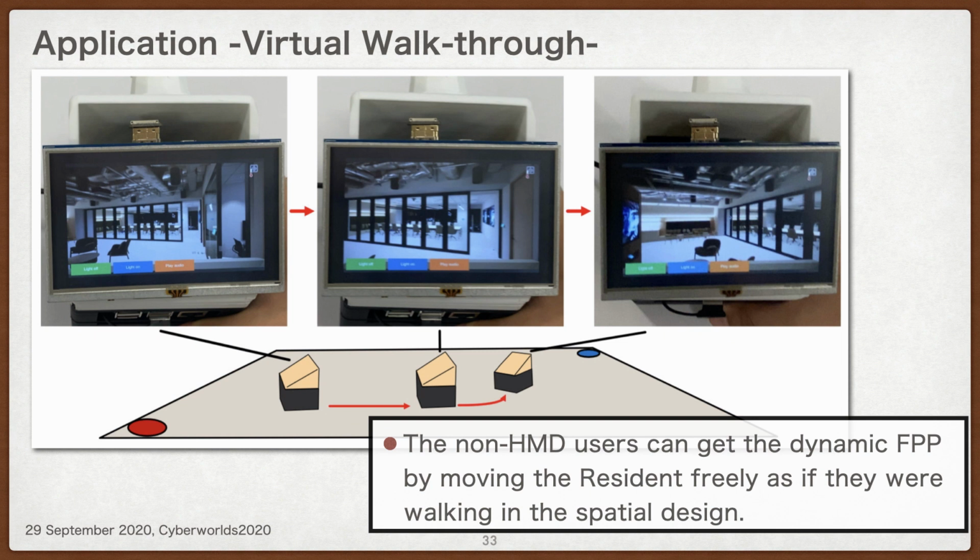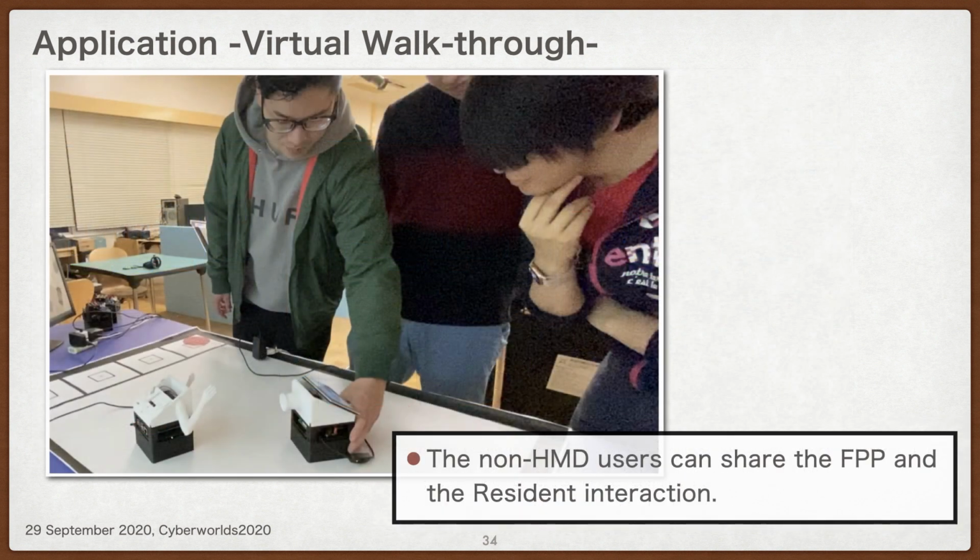As shown in this figure, the users can observe the virtual space through the dynamic FPP by moving the resident freely, as if they were working in the spatial design. And the users can share the dynamic FPP and the resident interaction. This function allows the users to discuss the spatial design smoothly.